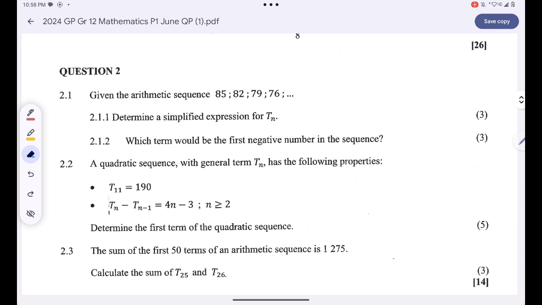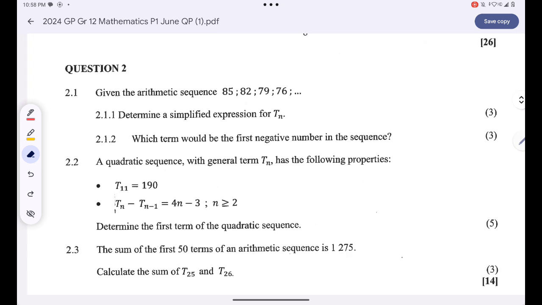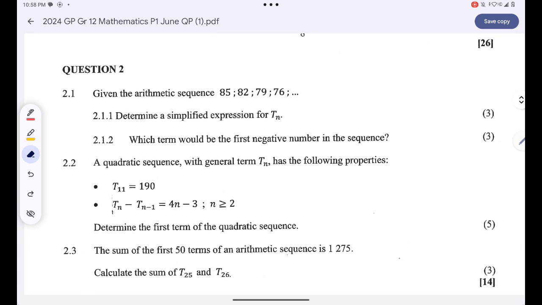In this video, I'll be tackling the second question from the mid-year examination which was written in the province of Gauteng in the year 2024. This is a Mathematics Paper 1 examination, and it consists of 10 questions, so please do expect 10 videos as well, because each and every question will have its own video.